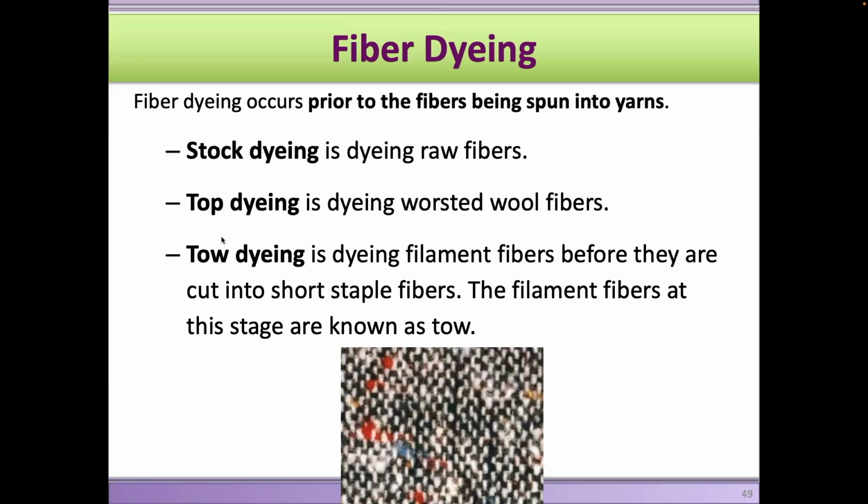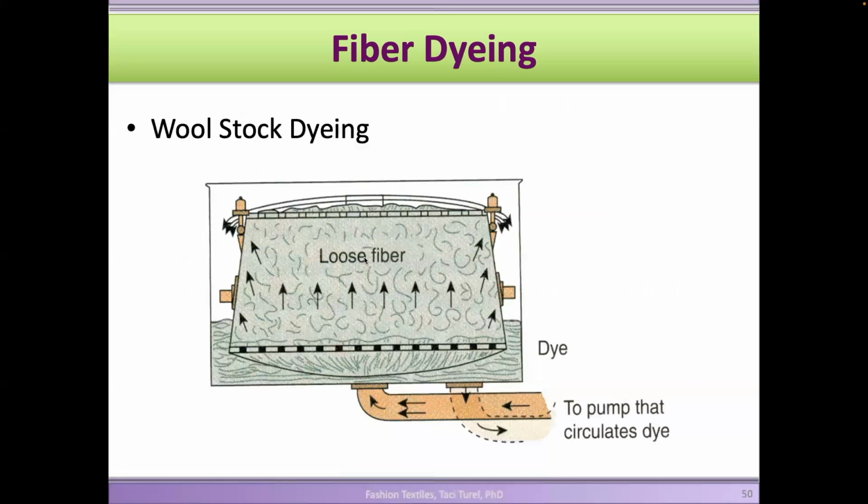Fiber dyeing is when you're dyeing the fibers before we turn them into yarns. So stock dyeing is when you dye raw fibers. Top dyeing is usually used for dyeing worsted wool fibers. And tow dyeing is usually used for filament fibers. And remember, I told you that we usually cut filament fibers into short staples because we blend them with natural fibers. So when you have to do that, you usually tow dye them, which means you dye them as a filament and then you cut them into staples. So that's called tow dyeing.